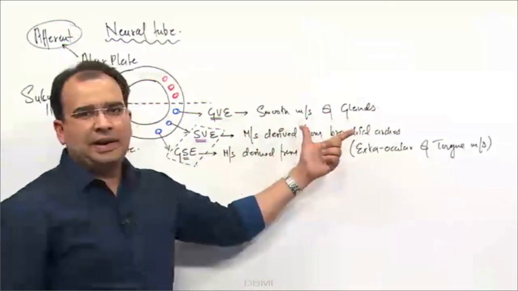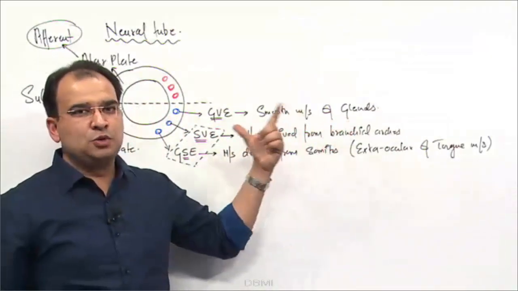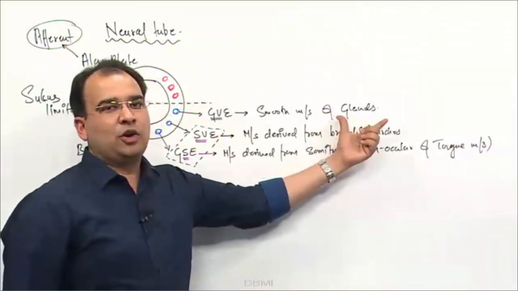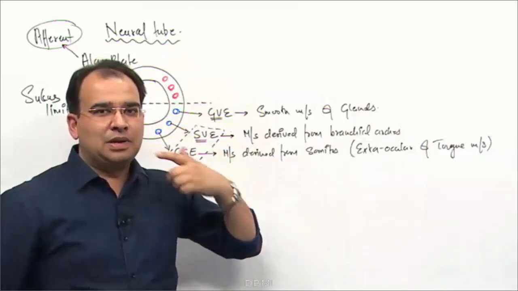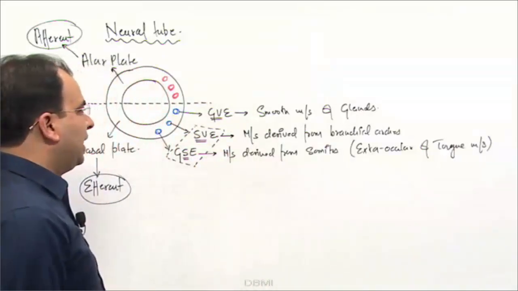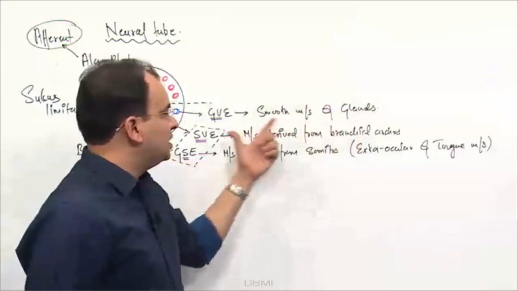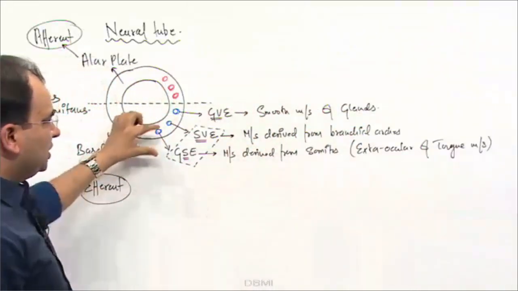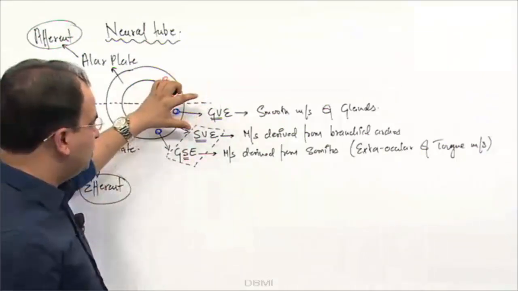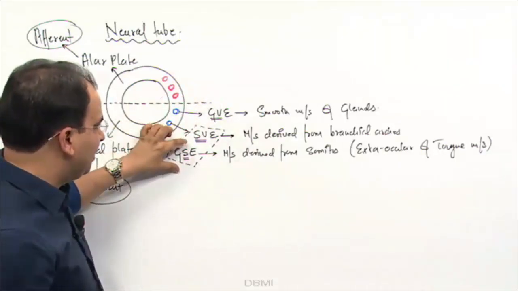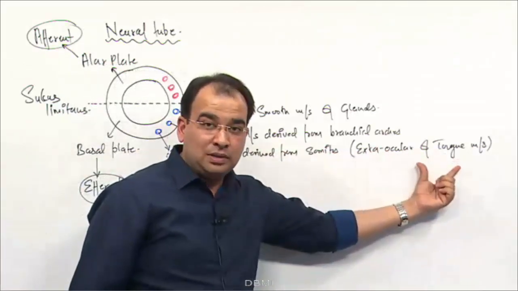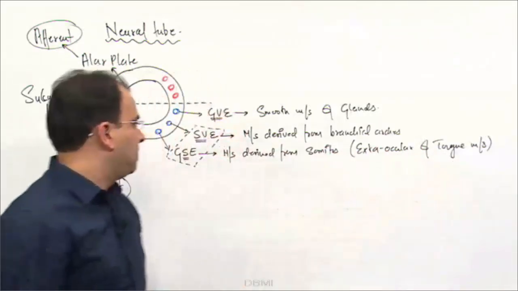Smooth muscles and glands. Whatever smooth muscle it is, whether it is the smooth muscle of the eyeball or the smooth muscle in the gut wall, or any gland you're talking about, lacrimal, parotid, submandibular, gastric, respiratory, all these glands and smooth muscles are supplied by the GVE column. So these are the first three efferent columns we have. GSE, general somatic efferent. The word is somatic here. Somatic denotes the extraocular and tongue muscles only, the only somatic muscles in head and neck.